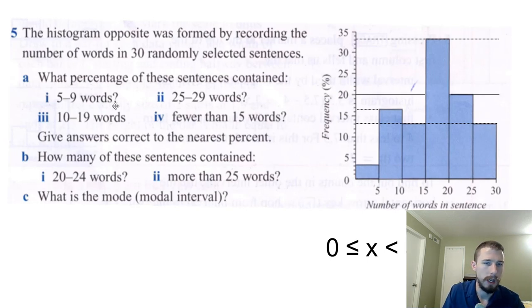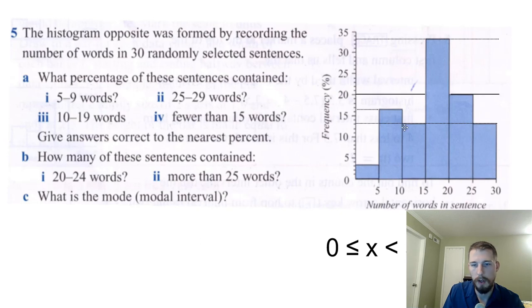So the first question we have is, what percentage of these sentences contained anywhere from 5 to 9 words? We have to find the bin that corresponds with 5 to 9. The 5 here would actually be included in the bin to the right of it. So this one goes from 0 up to 4, but not including 5. And this one would be 5 up to 10, but not including 10. So this is the 5 to 9 bin. This is a relative frequency histogram, so it looks like something like 16.5% of all of those sentences contained anywhere from 5 to 9 words.